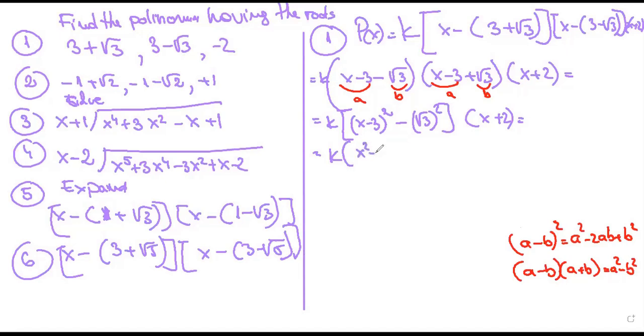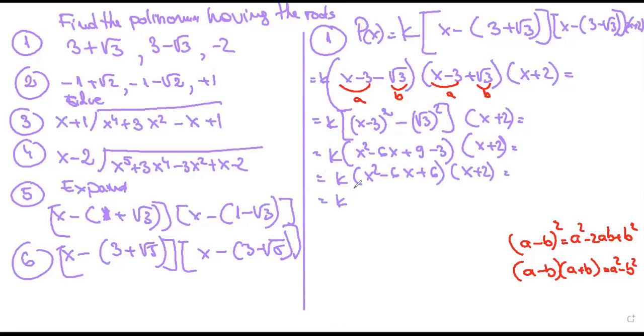X square minus 6x plus 9 minus 3, and then x plus 2, because we are going to multiply with x plus 2. So then it becomes x squared minus 6x plus 6 times x plus 2. And then we foil.